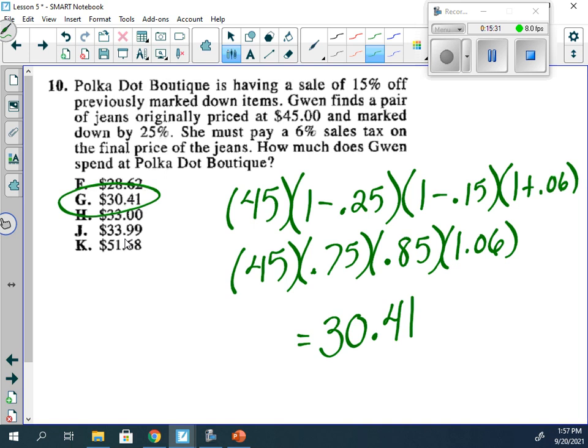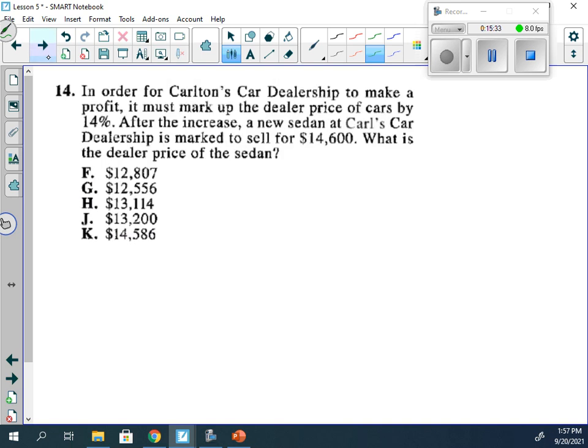All right. Let's look at the last one. Question number 14. In order for Carlton's car dealership to make a profit, it must mark up the dealer's price of cars by 14%. After the increase, a new sedan at Carl's car dealership is marked to sell for $14,600. What is the dealer's price of the sedan?